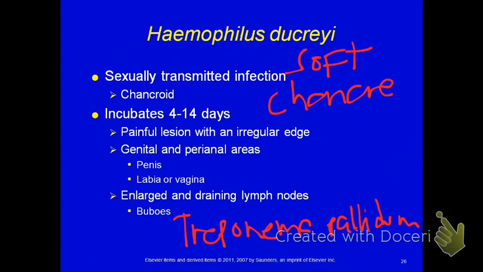The incubation period of soft chancre or chancroid is 4 to 14 days. You'll have a painful lesion with an irregular edge. Unlike Treponema pallidum, the lesion is not as painful, according to the book, not according to experience. Which areas could be affected? Of course, it could be the genitalia or perianal areas if you have been involved with sodomy. The genitalia could be the penis or the labia or the vagina. There would be enlarged and draining lymph nodes known as buboes.